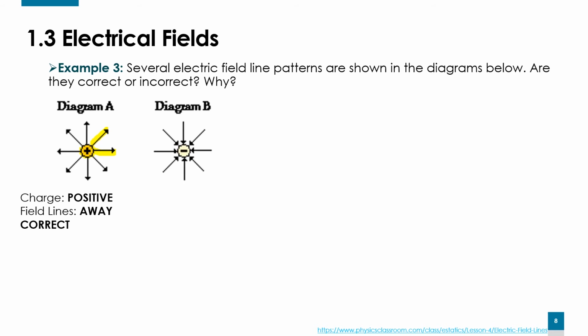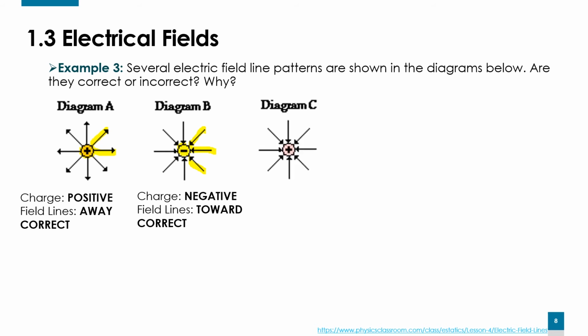I have a negative charge here and they point toward, right? So negative points toward. Is it correct or incorrect? Correct, right? So positive away, negative toward, always like that. Okay, let's see diagram C.